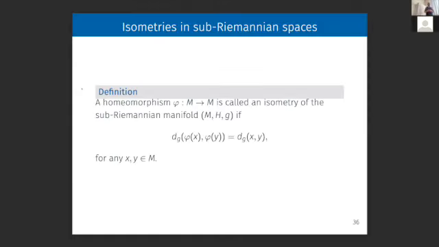As I said before, we don't necessarily have the Levi-Civita connection. We don't know what the sectional curvature is, but we do know what an isometry is, and model spaces were also the spaces that had a lot of isometries. So let's start from that point of view. An isometry will then be a homeomorphism that also preserves the distance.